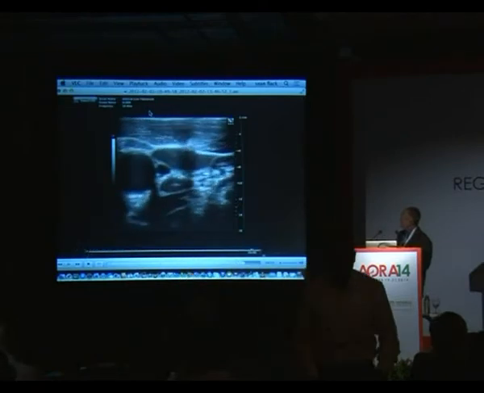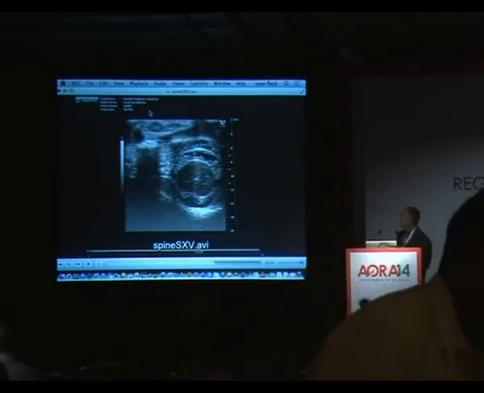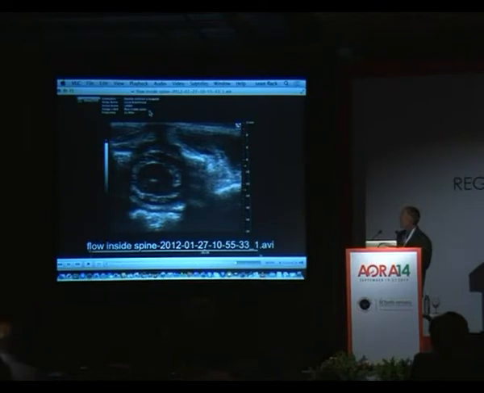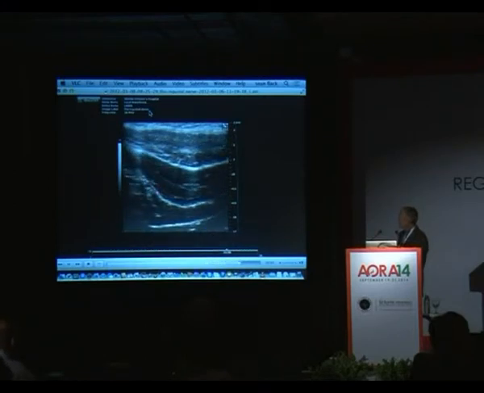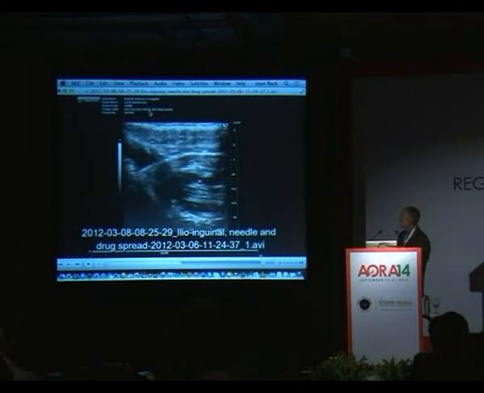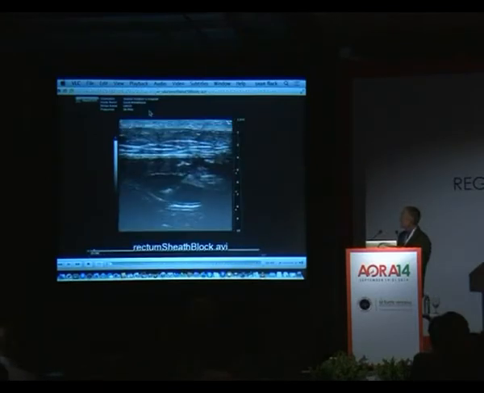That's an internal jugular venous line, some images of the neuraxis. You can see the blood flow next to the cord. This is an ilioinguinal nerve block, and you can see the nerves in the plane, and now advancement of a needle, and injection of local anesthetic.